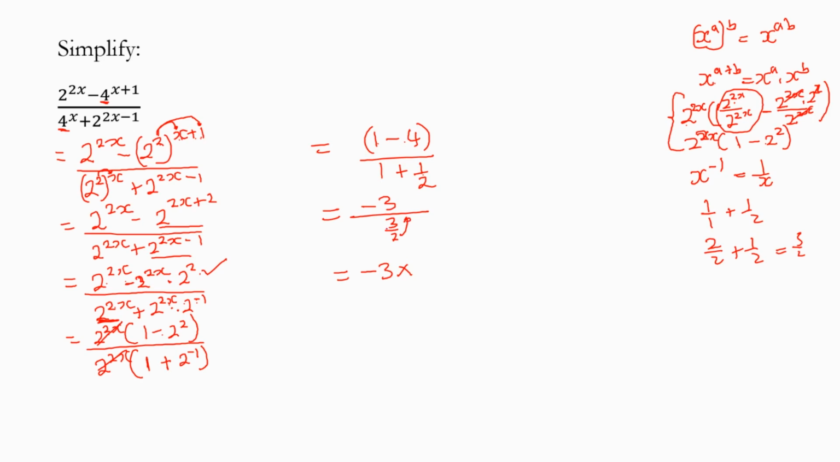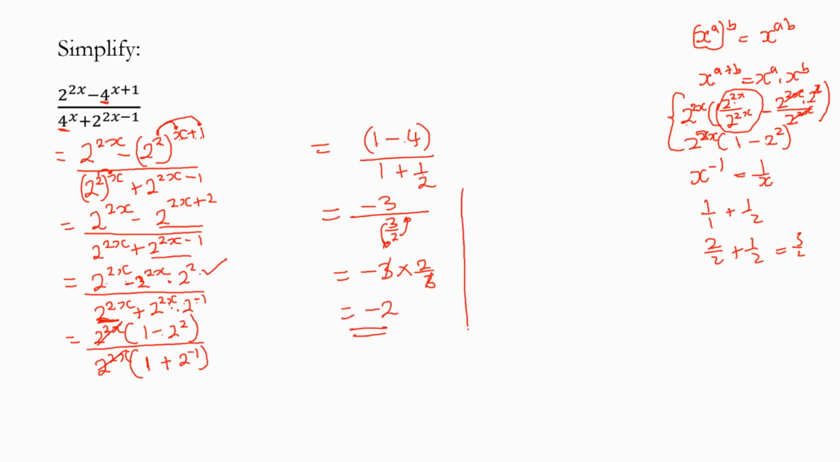Here you can say negative 3 times, this one goes up, this one goes down. You multiply by the reciprocal of 3 over 2, which is 2 over 3. Use the reciprocal there, or you can say the multiplicative inverse. 3 into 3 is 1, and we remain with negative 2.